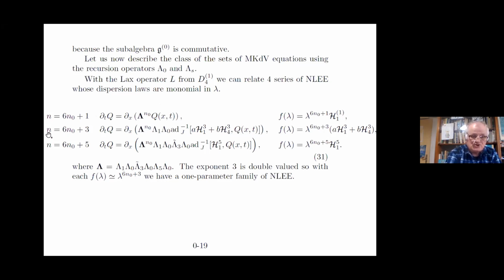Second possibility is to choose n to be 6 times n0 plus 3. And then we have actually these two possible nonlinear evolution equations with different coefficients A and B here, because we have two different independent Cartan elements which belong to the subspace G3. These are H13 and H43. And finally, n can be equal to 6 n0 plus 5. And the result is this hierarchy of MKdV type equations. Here in the right-hand side, I have written down the dispersion laws for these equations.